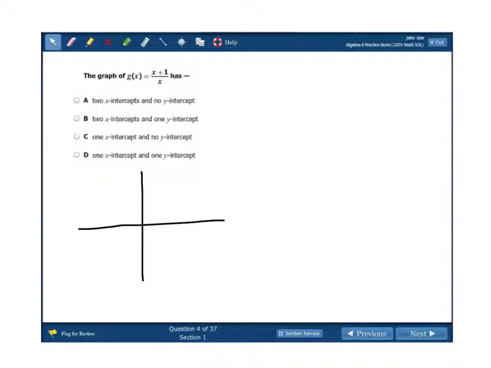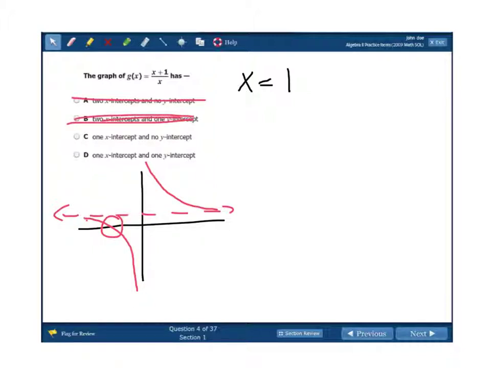Anyway, so this has a horizontal asymptote of y equals 1. So it's definitely going to cross here somewhere. So there's definitely going to be an x-intercept. This side is not, because it's going to be like this. Okay? So one x-intercept is most likely. So it's not these two. No y-intercept or one y-intercept, it's definitely no y-intercept, because a y-intercept is where x equals 0, right? Well, x is never going to equal 0. Definitely no y-intercept, so it's got to be C. So a little bit of a combination of graphing calculator and concept knowledge.